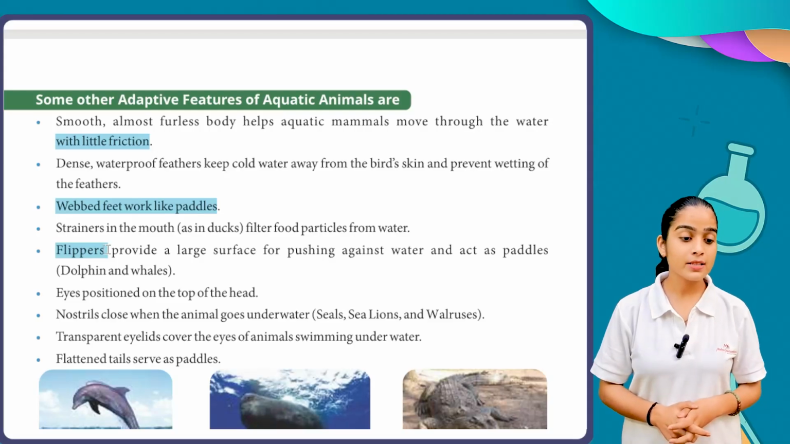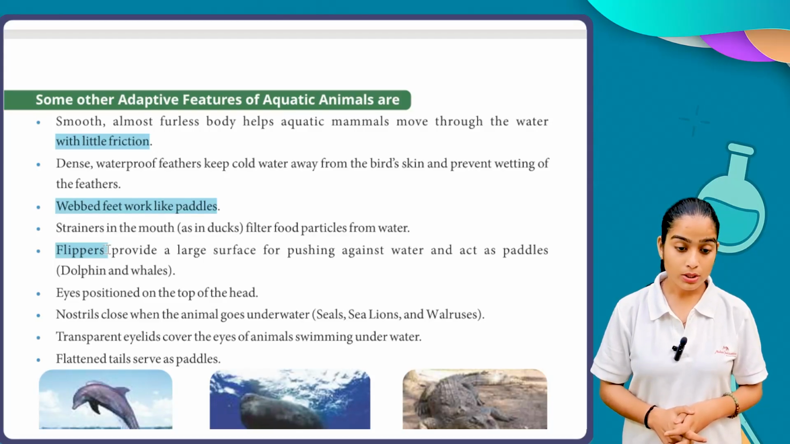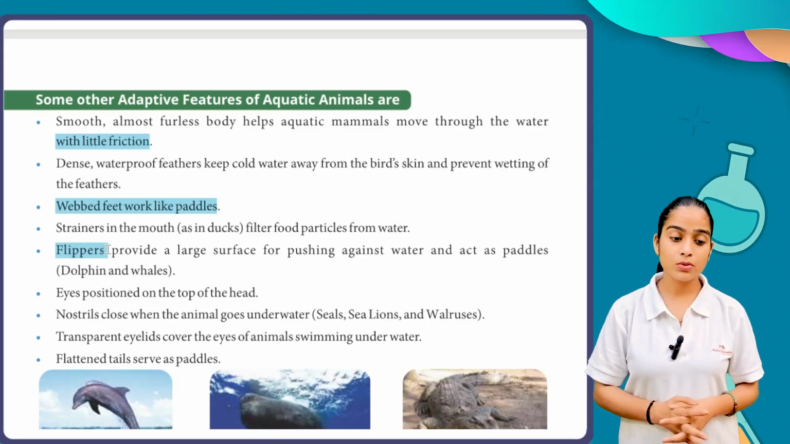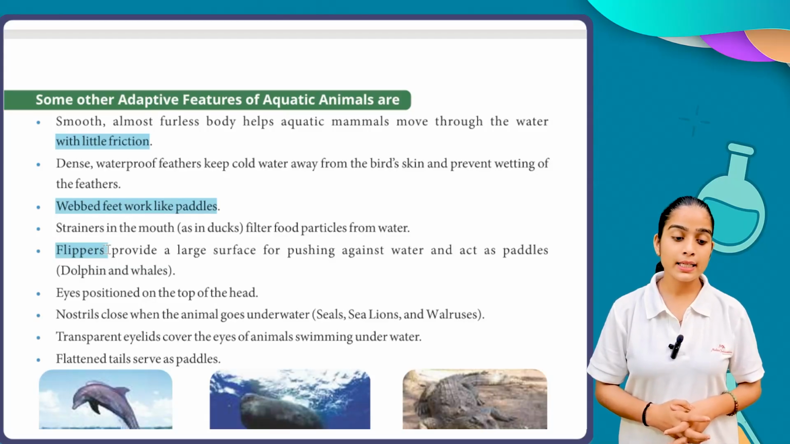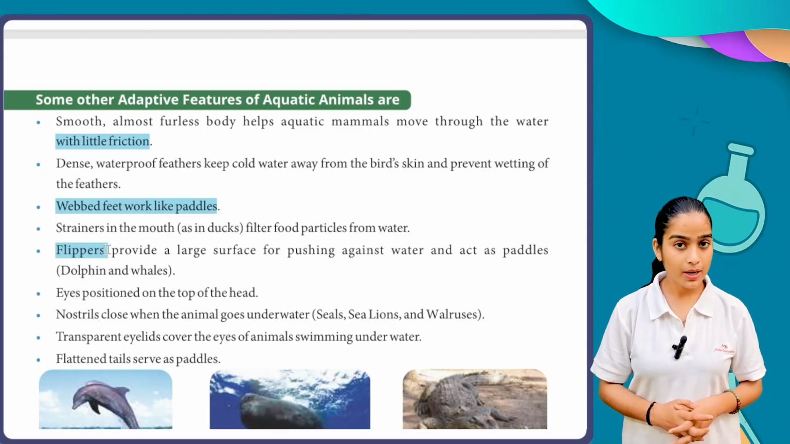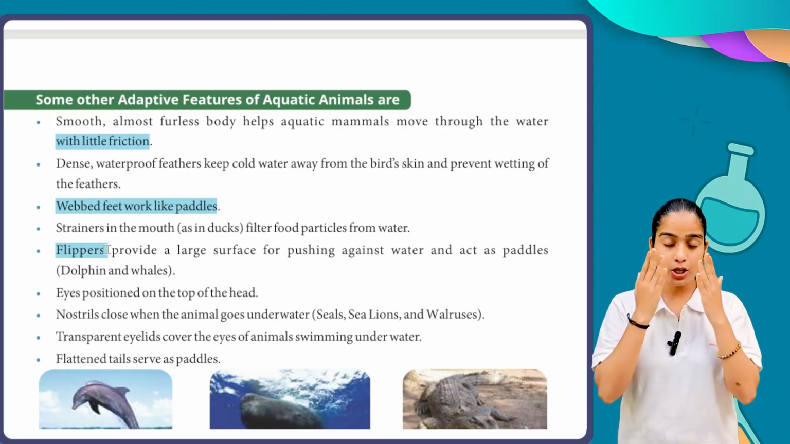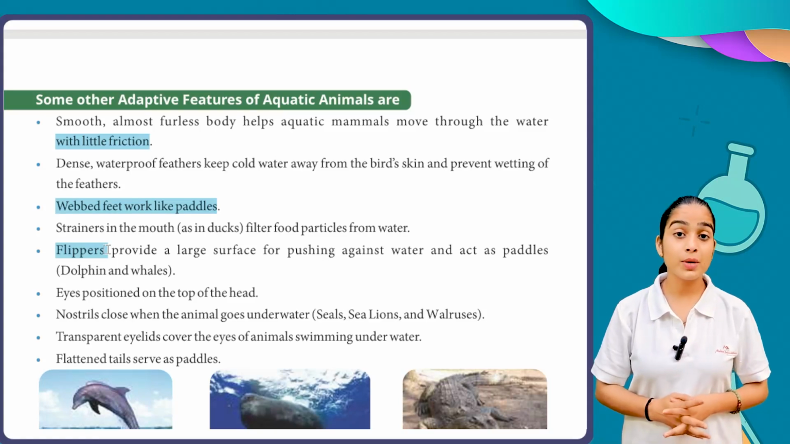Next, eyes positioned on the top of the head. Nostrils close when the animal goes underwater. Seals, sea lions, and walruses are those animals who just close their nostrils when they go inside the water. Transparent eyelids cover the eyes of the animals swimming underwater, because if they close their eyes, they need protection for their eyes so they can see inside the water as well. So they have transparent eyelids.